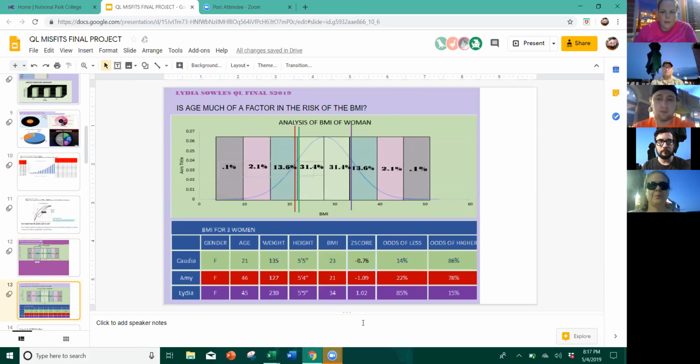Great. And as you can see, age is a factor in that the 21-year-old who was with us in the room and weighed more than a 45-year-old was not much bigger as far as her body mass index goes. But then again, there are people like me who are in the top 15%. So we won't talk about my Z-score on the matter.